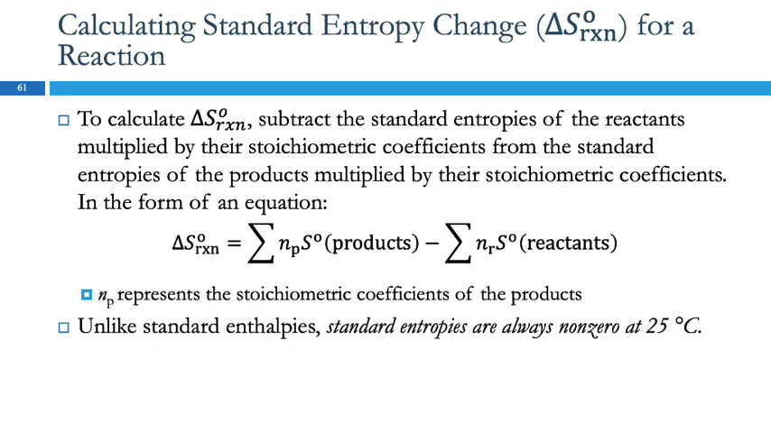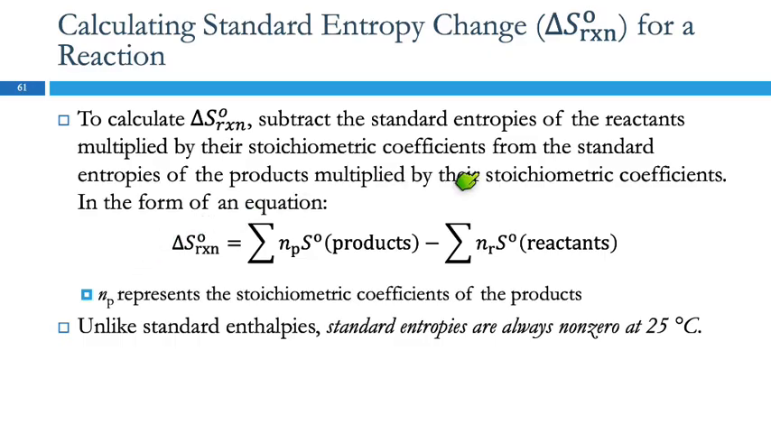We can calculate the standard entropy change for a reaction. And this is going to be done just like we did for enthalpies of reaction. You take the entropies of the reactants multiplied by their stoichiometric coefficients, and you're going to subtract that from the products.